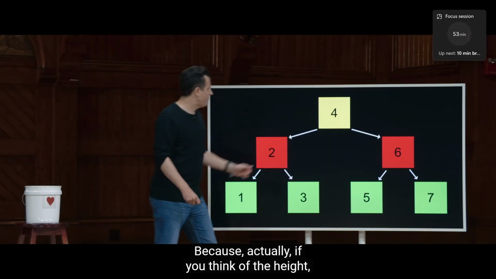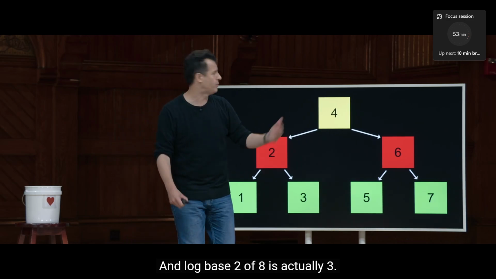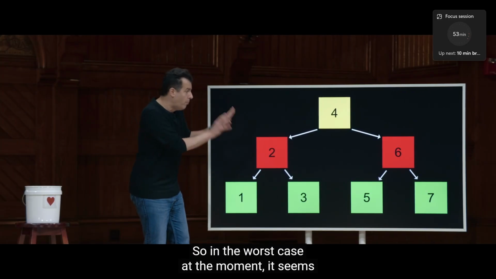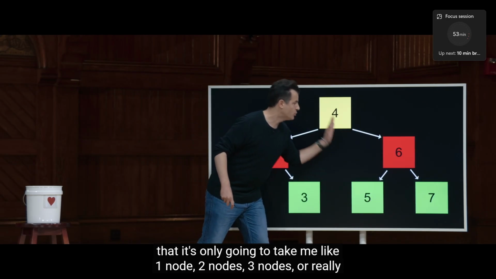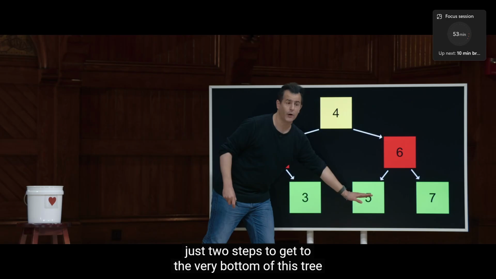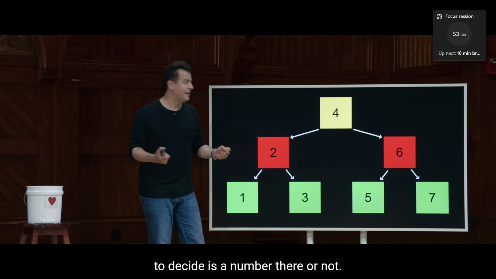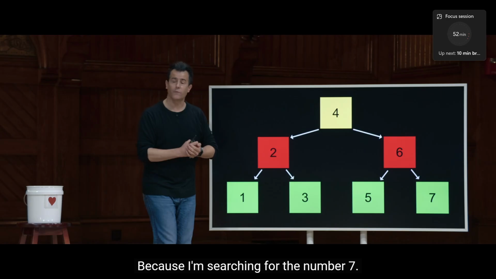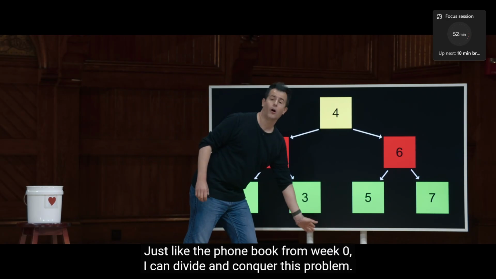Why? Because if you think of the height, there are roughly 8 nodes in here, and log base 2 of 8 is actually 3. So 1, 2, 3 is the height of this tree. So in the worst case, it seems it's only going to take me 1 node, 2 nodes, 3 nodes, or really just 2 steps to get to the very bottom of this tree to decide: is a number there or not? I certainly can ignore this entire subtree. Why? Because I'm searching for the number 7, just like the phone book from week 0. I can divide and conquer this problem.